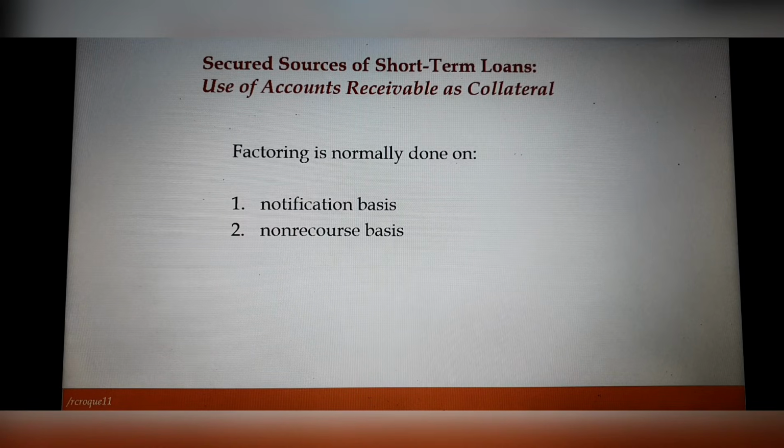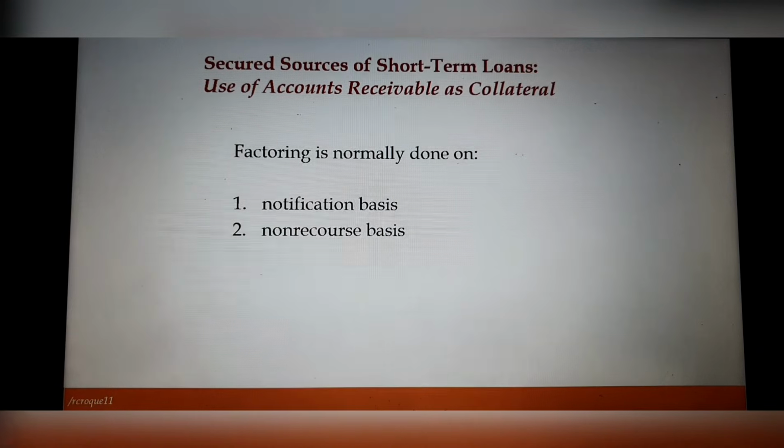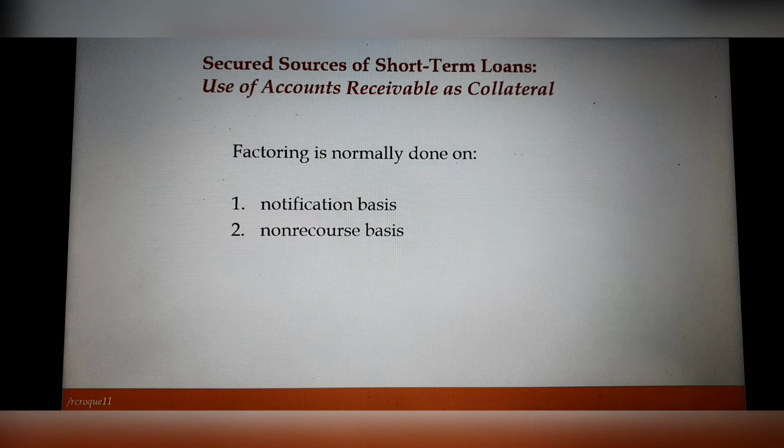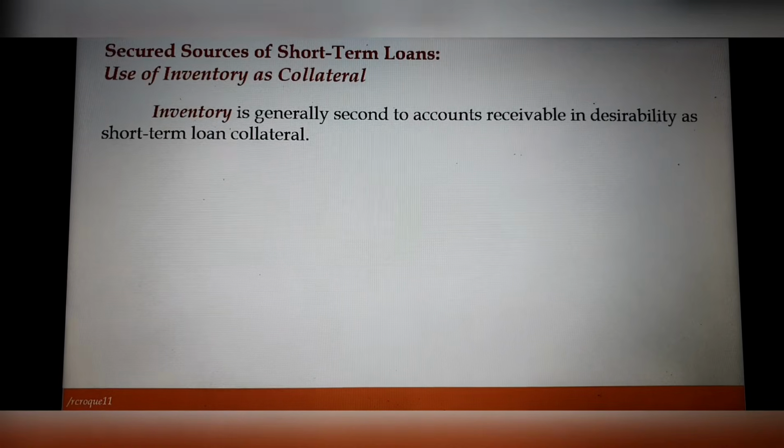Kasi nga factoring is the outright sale of your accounts receivable. And there is non-recourse basis. Meaning, yung lender or yung factor na tinatawag natin, they accept all the credit risk on the purchase accounts receivable. So again, yung paggamit ng collateral ng AR, it could be pledge or factoring. Okay? And this time, what if inventory naman yung gagamitin natin as collateral? And in fact, yung inventory is generally second to accounts receivable in desirability as short-term loan collateral.